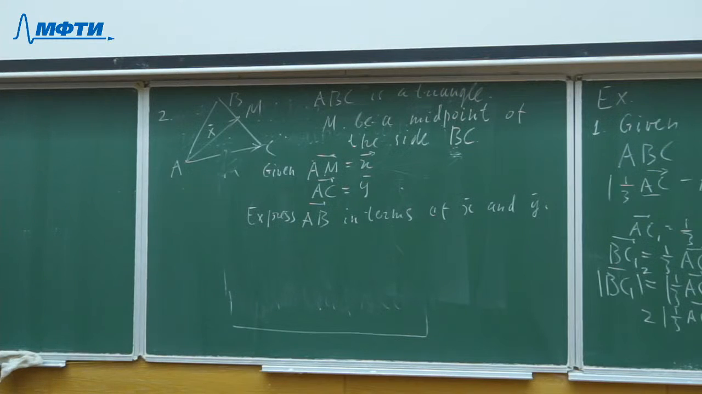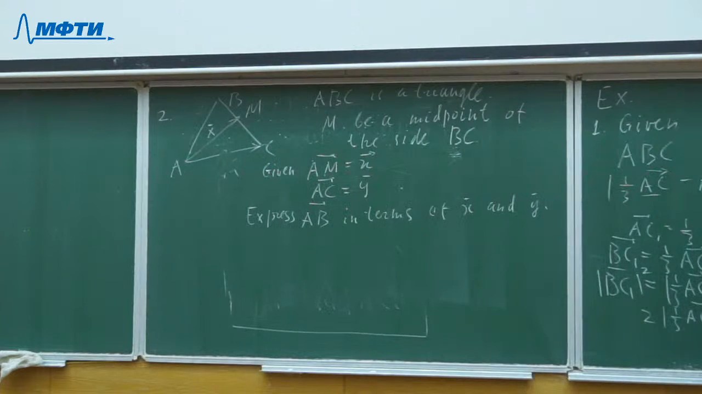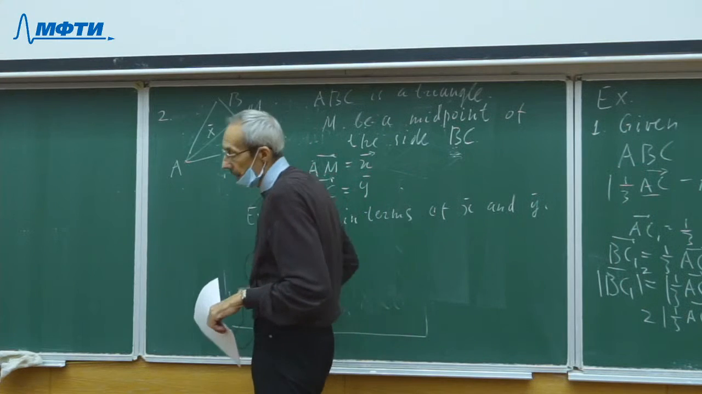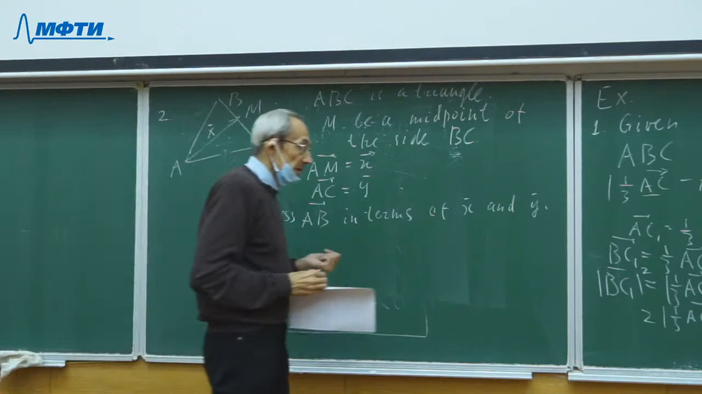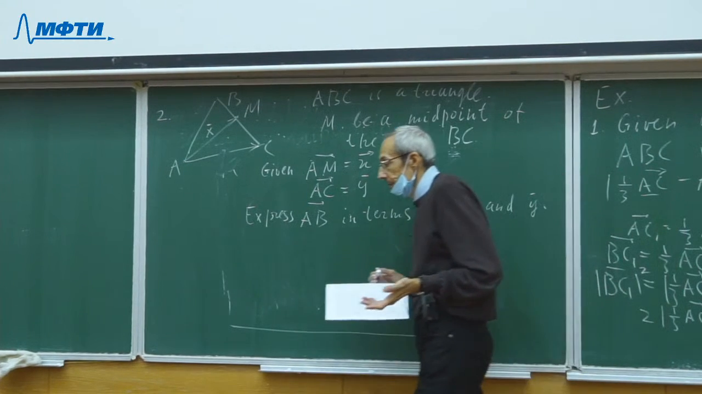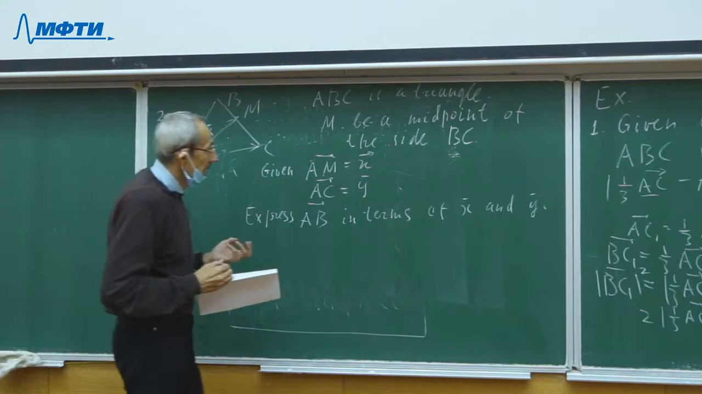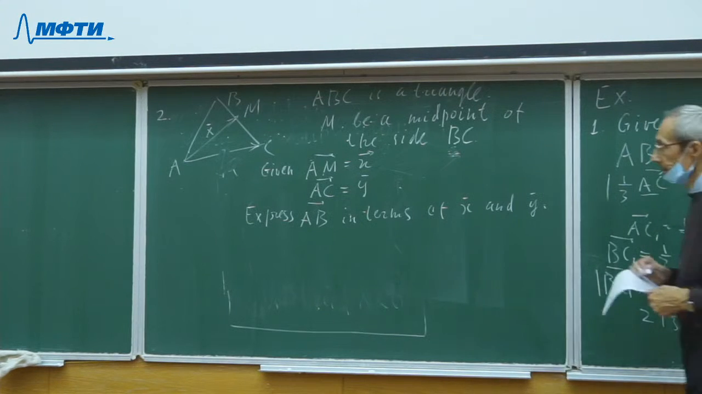Why can we do it? The answer is the following. The vectors AC and AM are not collinear, and these two vectors form a basis in the plane. This fact guarantees that we can express any vector in the plane as a linear combination of these two vectors.